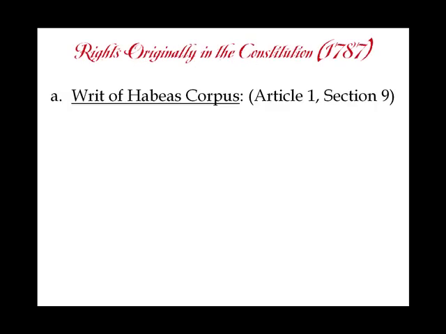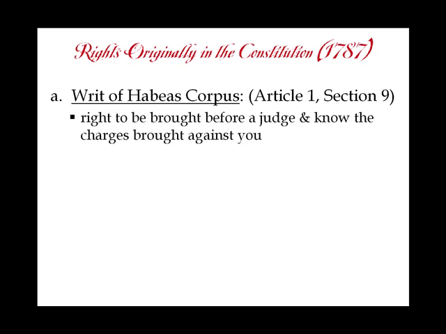The first right specifically mentioned in the original draft of the Constitution is what's called a writ of habeas corpus. This means that if a person is arrested, he has the right to be brought in front of a judge and told the charges against him. This may seem very basic, but in the days of the American Revolution, kings ruled most nations on earth, and habeas corpus was not a fundamental right.